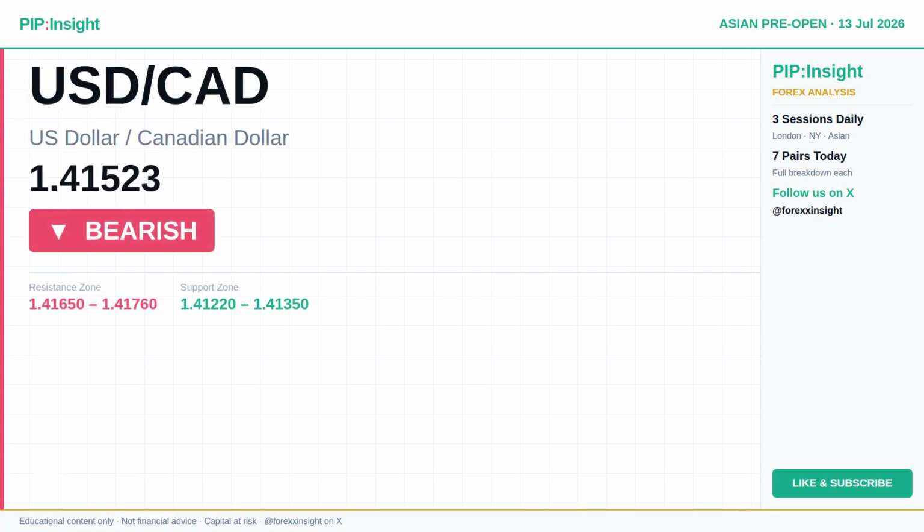Dollar Canada. The chart is showing tentative bearish structure on this session. The 4-hour trend is to the downside. Resistance is marked between 1.4165 and 1.4176. Support is marked between 1.4122 and 1.4135. Here is the full chart breakdown.